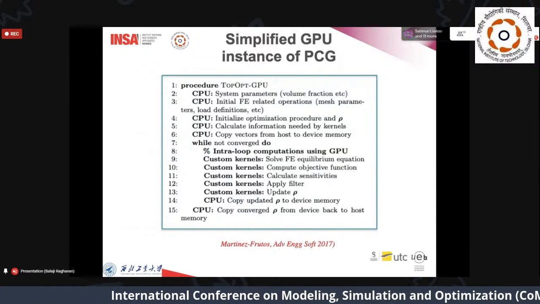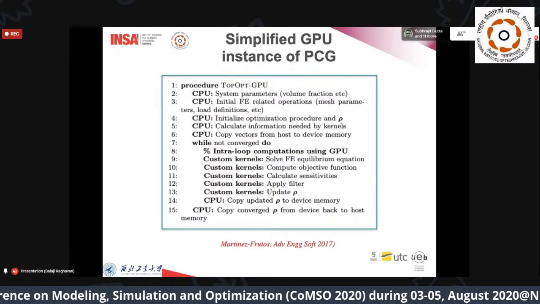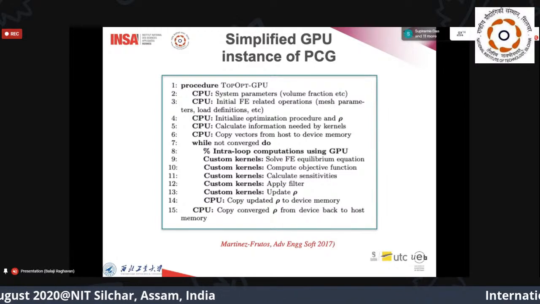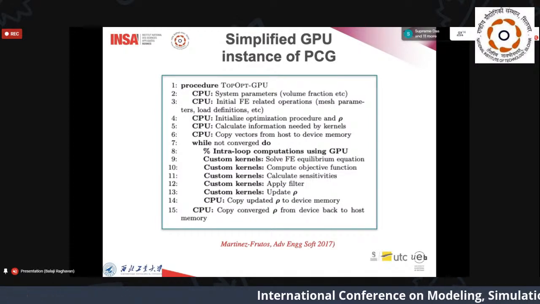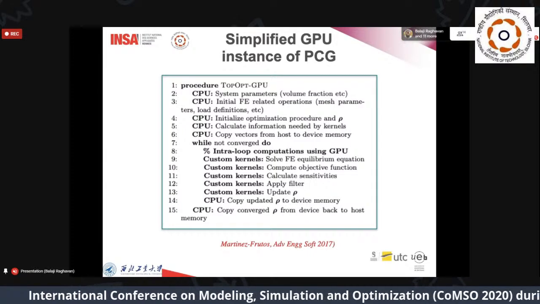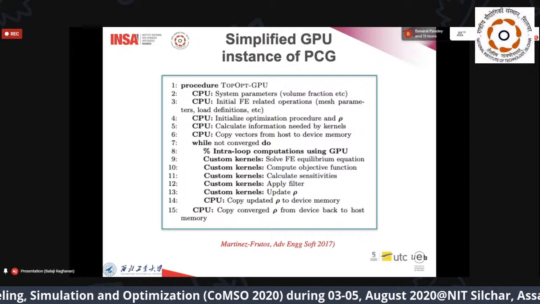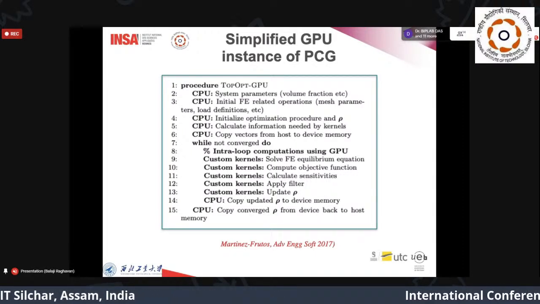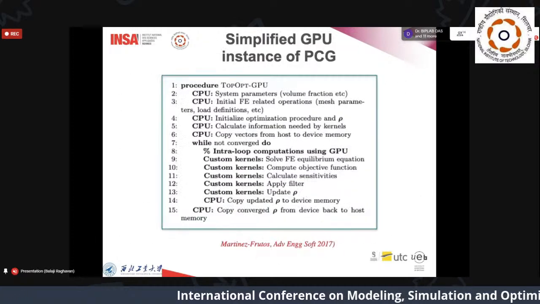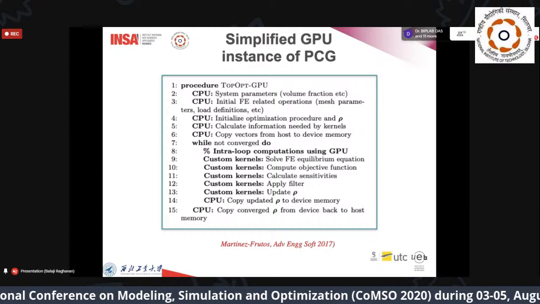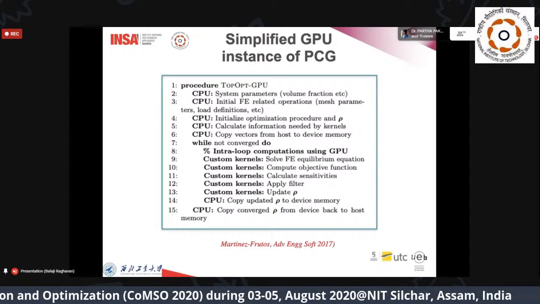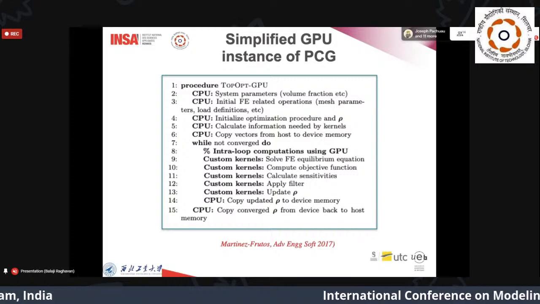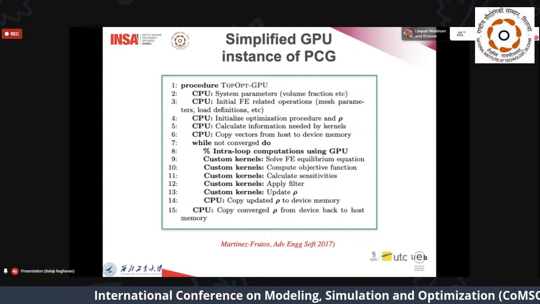And anyway, the GPU algorithm is extremely complex. So a simplified approach is what we do: you need CPUs. The CPU is going to copy the vectors from the host to the GPU devices. The intra-loop computations are performed using the GPUs, but the CPU does all the work related to system parameter definitions, the pre-finite element operations, initialization, and all the copying work from host to device memory, whereas the GPUs do the real work, as in solving F equals KU, calculation of sensitivities, which is also time consuming. And the CPU again has to copy the updated density map back.